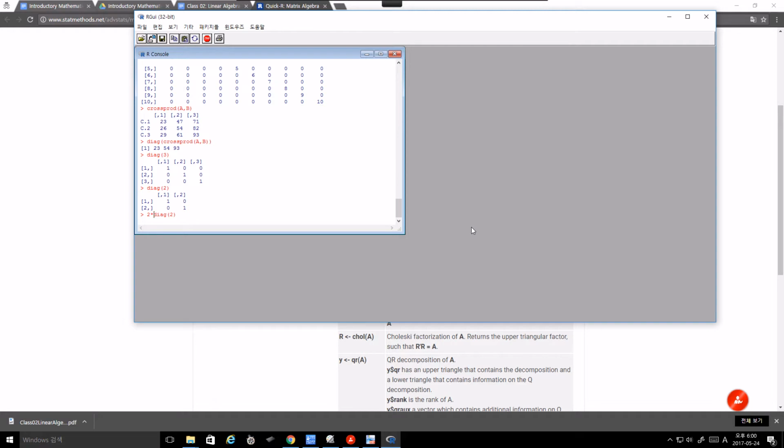So for example, take a 2 by 2 matrix with diagonal 2. The inverse matrix of this one is solve(diag(2, 2)). Yes, it is half. So this one is the inverse matrix of this one. Let's try this: 2 multiplied by diag(2), then it's the identity matrix.